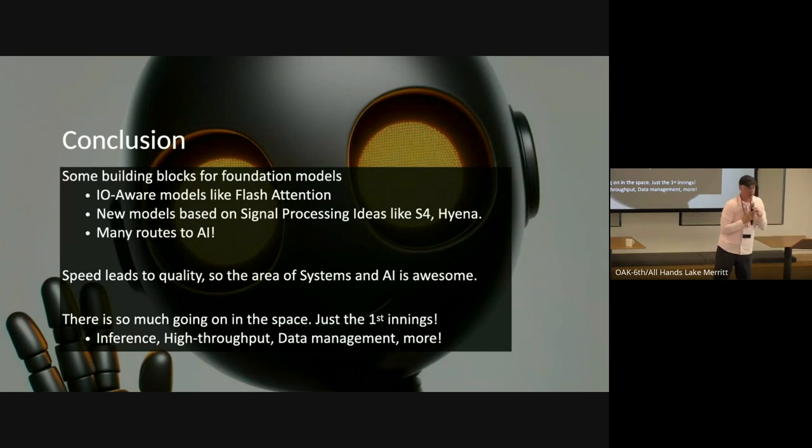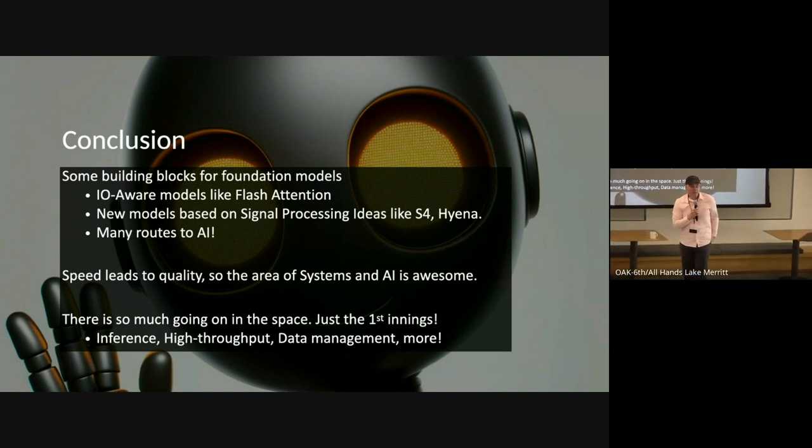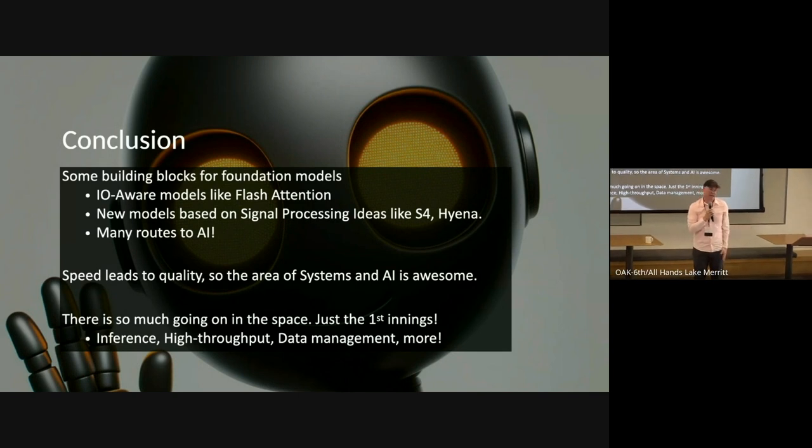Thank you so much. I just wanted to share with you that there are some building blocks for these foundation models, IO-aware things like FlashAttention. I think speed will lead to quality for a while. I'll just say something provocative. I think we're probably 10 or 100 times off the speed that we'll be able to train these models, both in terms of the data and the actual underlying algorithms. I think there are huge advances. We are at the first innings of these things.